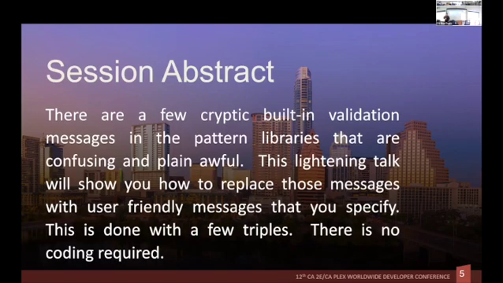So just a little bit about the session. There are a few cryptic built-in validation messages in the pattern libraries as well as Obase that are confusing and plain awful. So this session is going to show you how to replace those messages with nice user-friendly messages that you specify. And this is done with just a couple of triples and there's no coding required.